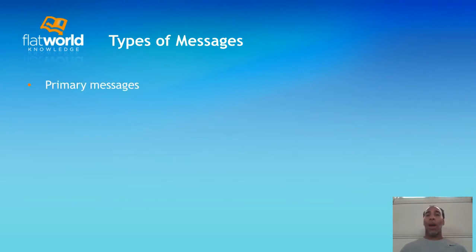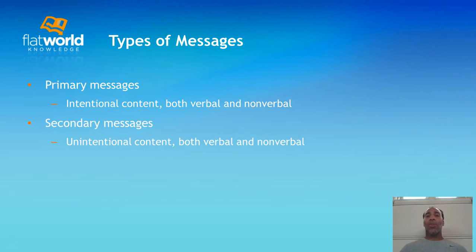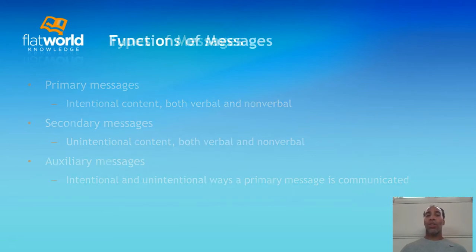So types of messages, you have your primary message. That's the message that I'm trying to get across. Intentional content, both verbal and nonverbal, right? So that's the content that you intentionally tried to relay to whoever it was. You have secondary messages. That's unintentional, right? So I'm telling you that the sky is blue, but I'm also telling you that the sky is not green. So you have secondary messages that are unintentional, but nevertheless, that's what people understand, both verbal and nonverbal. And then you have auxiliary messages, intentional and unintentional ways a primary message is communicated.